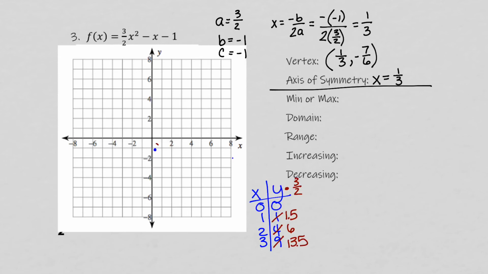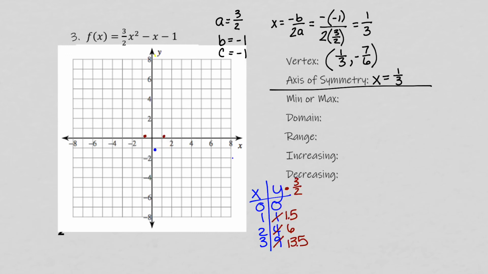All right, so this blue dot right there that I put on there, that is my vertex. That's what we plotted right here. So that is the 0, 0. So from there, I'm going to go right 1, up 1.5. I also have to go left 1, up 1.5.